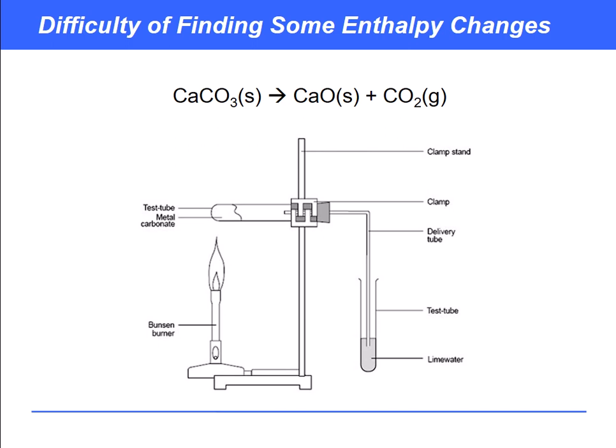Because if we're trying to heat something, we're going to find it very difficult to accurately measure the amount of temperature change occurring in the metal carbonate, because we're applying a huge amount of heat in order to get the reaction to take place. However, we still want to know the value of the enthalpy change, so we need to use a slightly different tack.